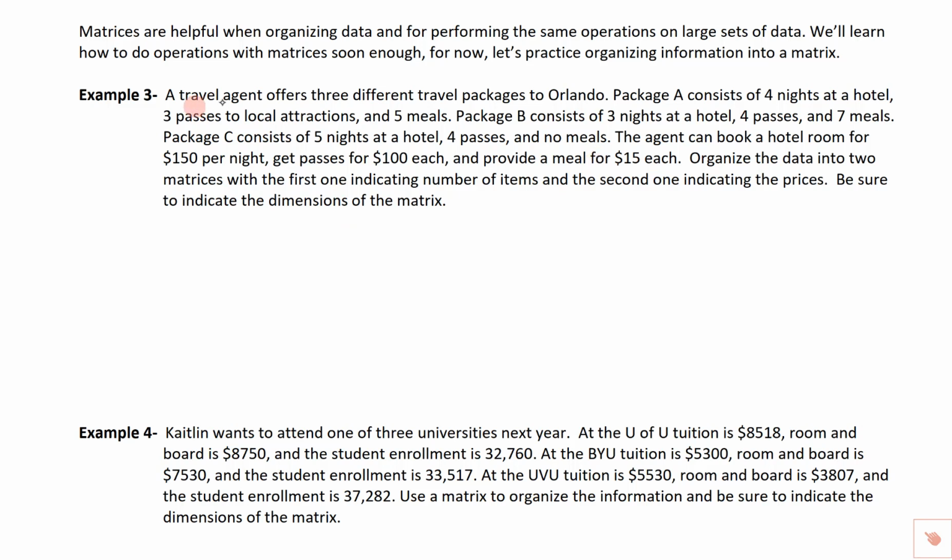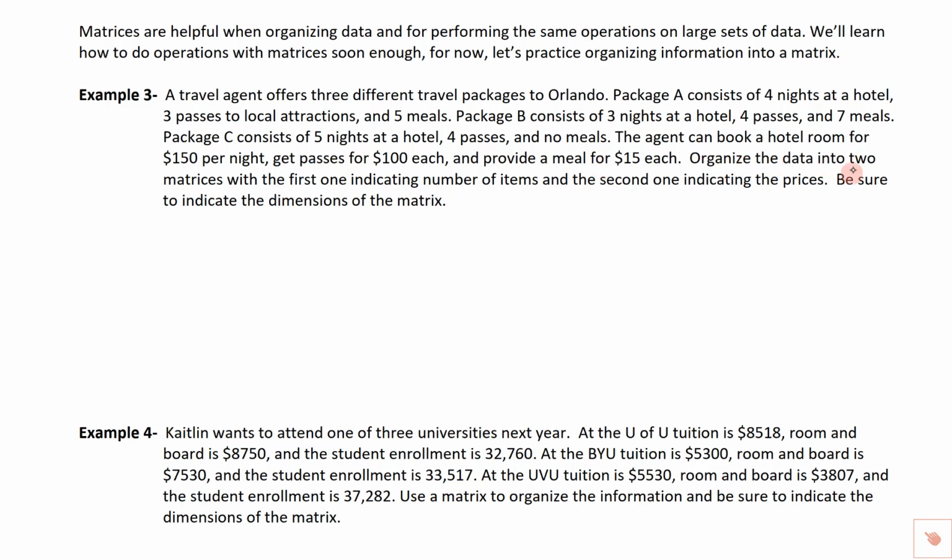So here's the deal. A travel agent offers 3 different travel packages to Orlando. Package A consists of 4 nights of a hotel and 3 passes to local attractions, and 5 meals are included with that package. So they get hotel, passes, and meals with package A. Package B, 3 nights of hotel, 4 passes to the parks, and then 7 meals. And then package C is 5 nights of hotel, 4 passes, and no meals at all. Okay, and it says the agent can book a hotel room for $150 per night, guest passes for $100 each, and provide a meal for $15 each.